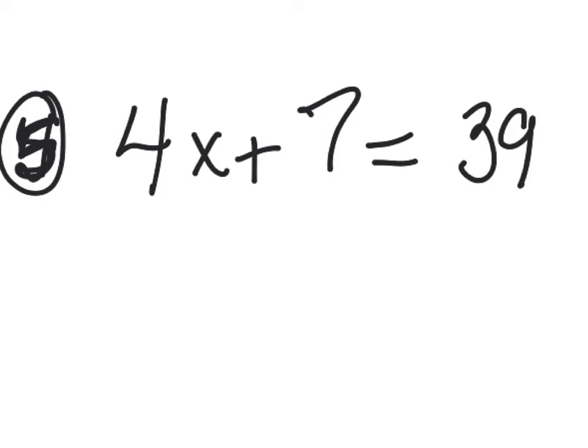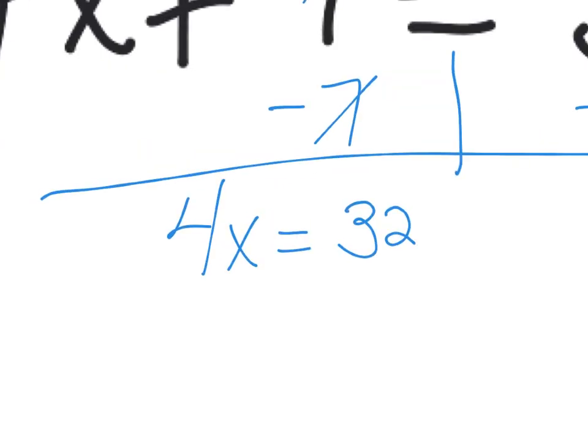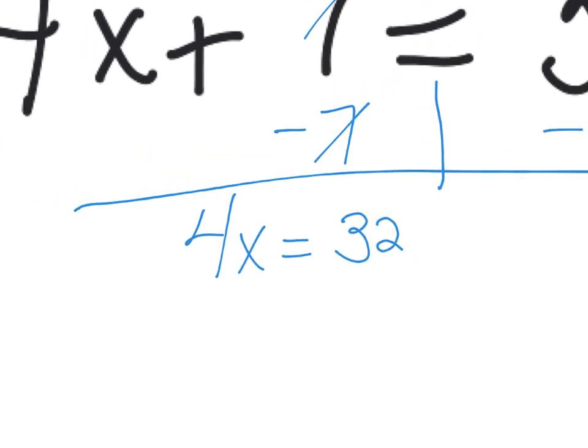Can you simplify anything? No. So put your wall up. We're going to undo adding or subtracting first. So we're going to subtract 7 on both sides. Right? These cancel out, leaving me with 4x equals 32. We're still not done, are we? They're multiplying by 4 with the x, so we're going to divide both sides by 4. So x is going to equal 8.